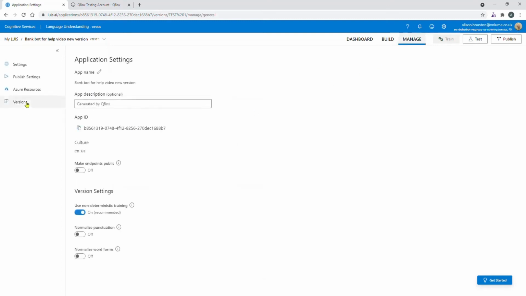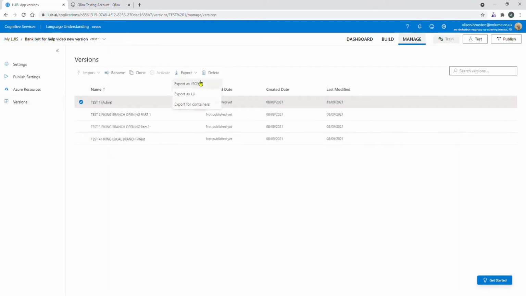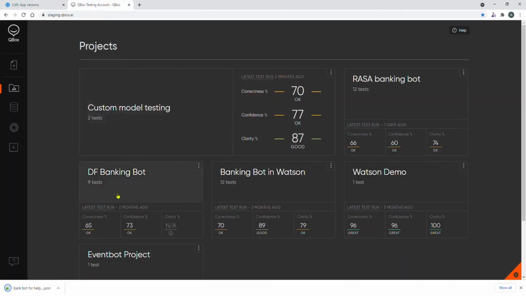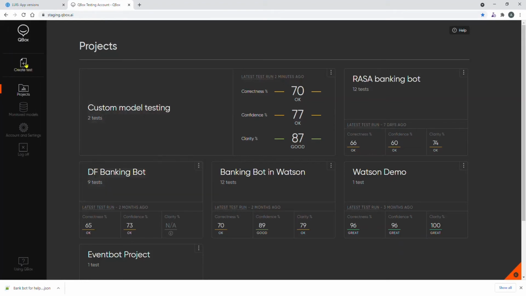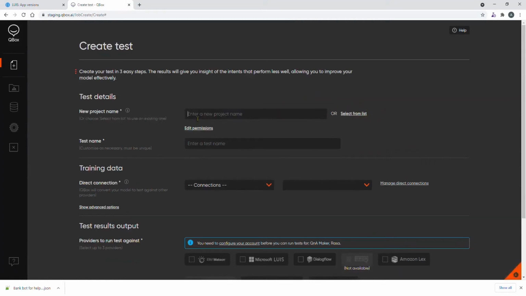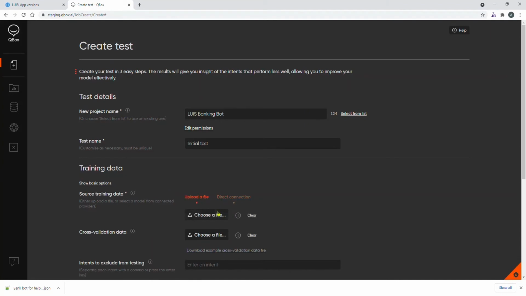So I need to download the file in JSON format for LUIS, and then I can go to chatbots and create my first test. So I need to click on Create Test, and then I'm going to set this up as a new project. So I click on Add New Project, name my project LUIS Banking Bot, name my test Initial Test, and then down here I can upload my JSON file that I've just downloaded from LUIS.